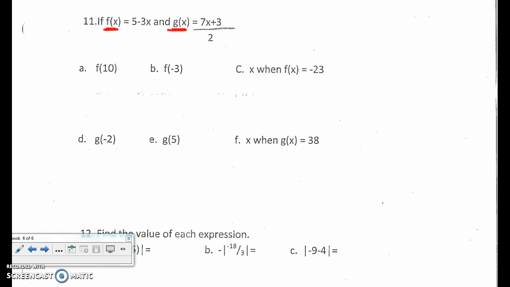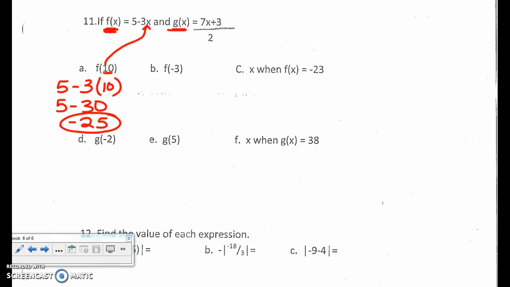So for example, A, it says f of 10. So you're probably going to use the f function. Now remember, when it's inside the parentheses, like 10 is inside, we're going to plug it in for x and solve. So we have 5 minus 3 times 10. And then it's just order of operations, PEMDAS. We multiply or divide first, so we get 5 minus 30, and then we can subtract. 5 minus 30 is negative 25 for our first answer.